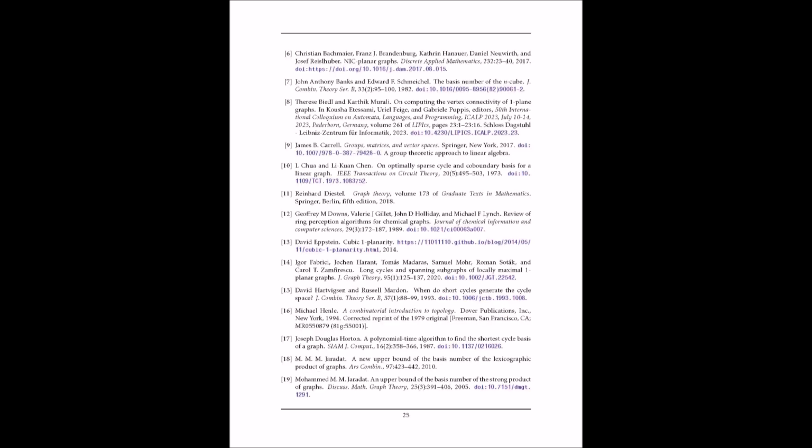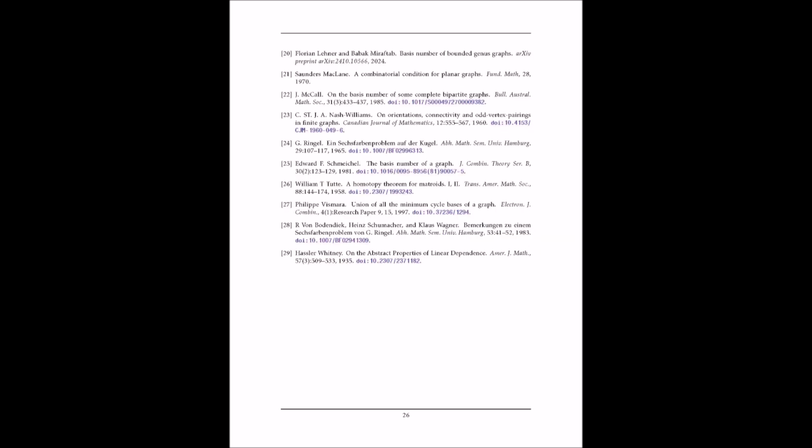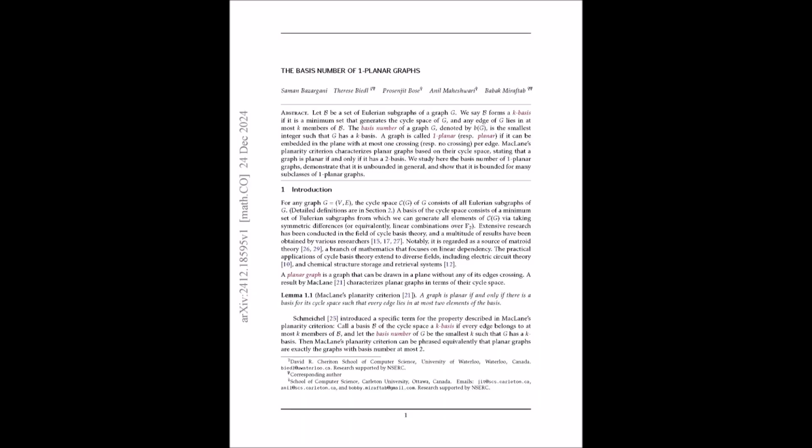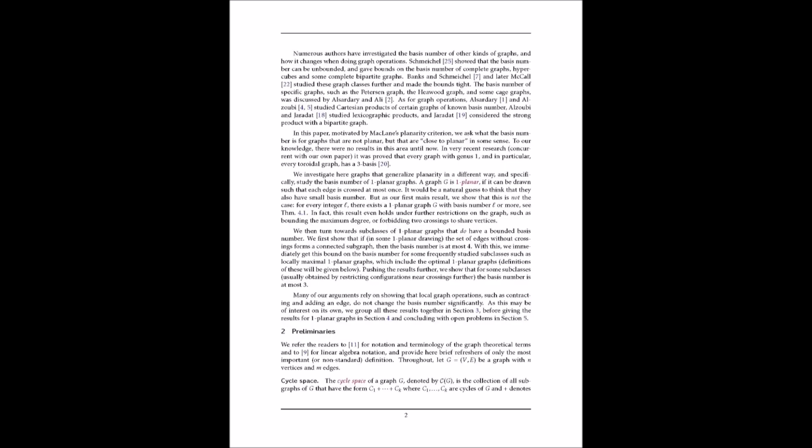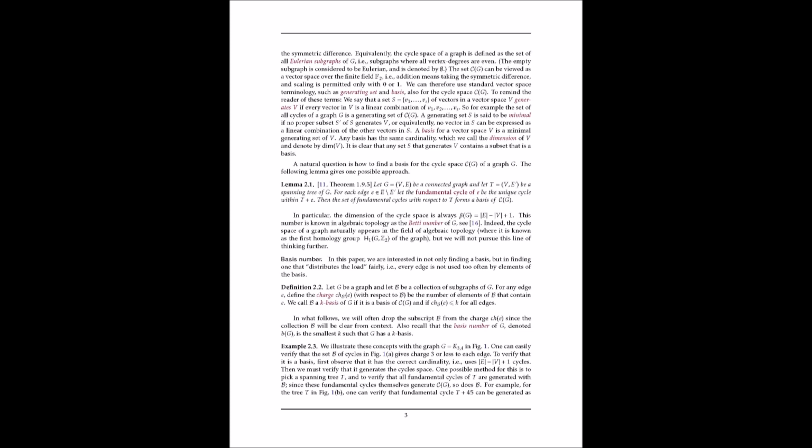It's possible that there are other clever ways to construct a basis with a low charge, even without that balanced orientation. Or maybe there's a deeper connection between the existence of a balanced orientation and the basis number that we haven't uncovered yet. Right, there could be hidden structures or properties that influence the basis number in ways we don't fully understand yet. It's a reminder that even in a field as seemingly well-defined as graph theory, there's always more to discover.